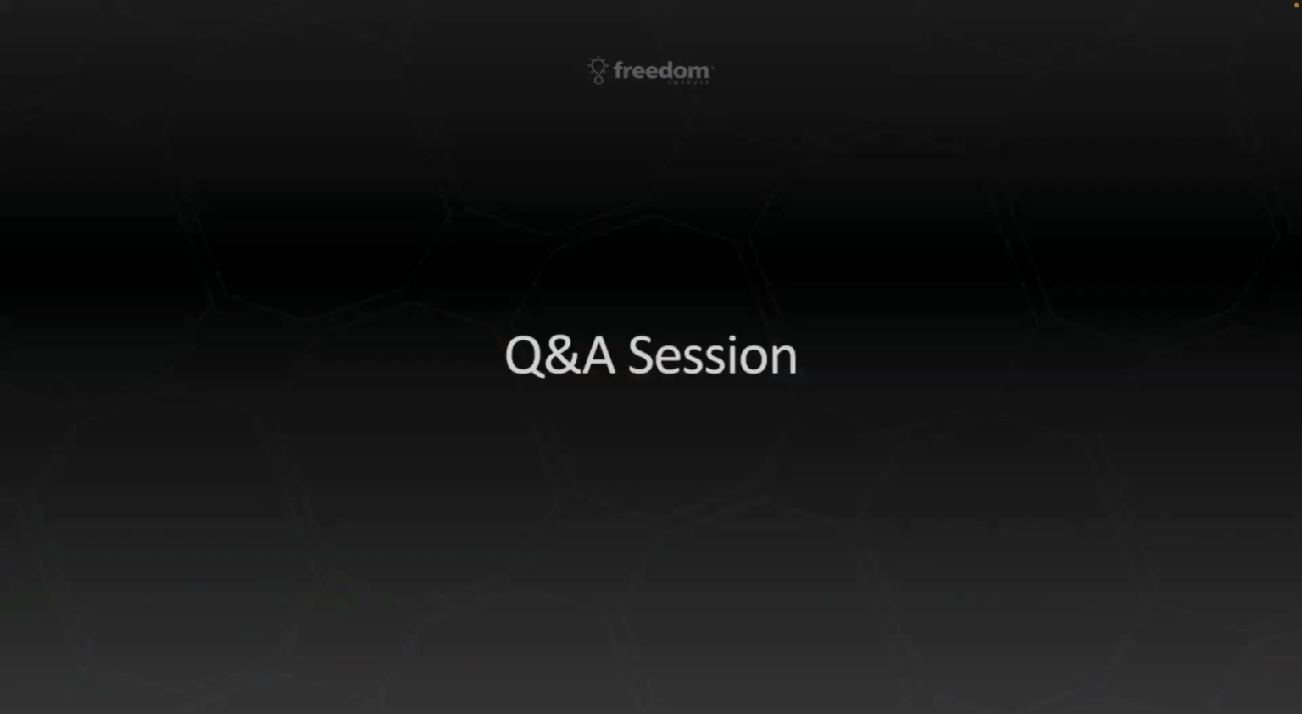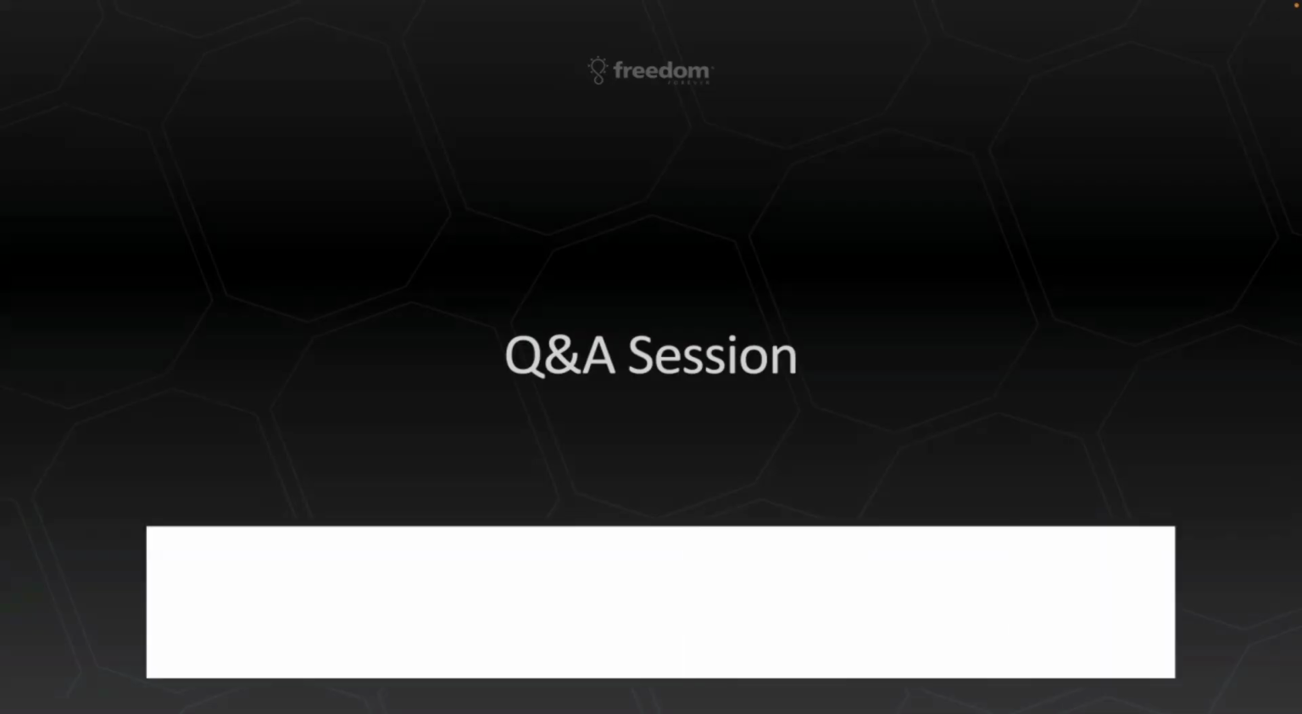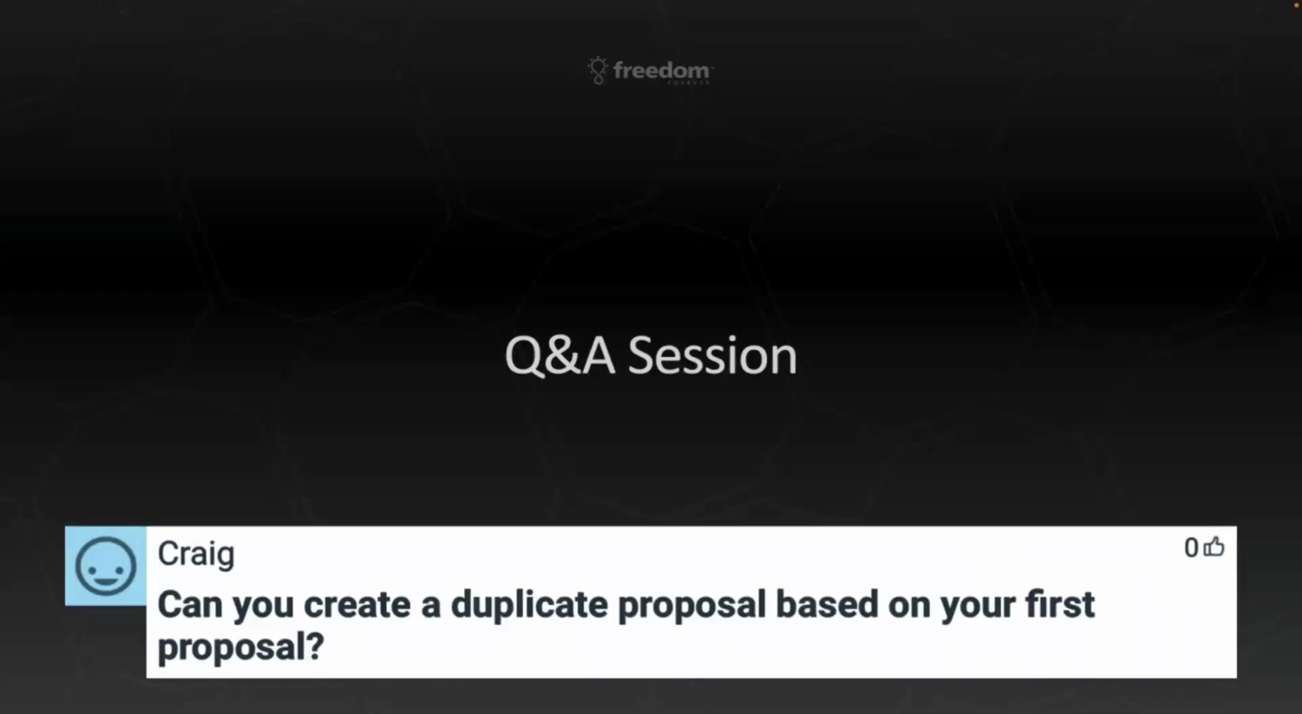All right, our Q&A is officially live. We haven't received any questions yet, so if you do have any questions specifically about the Sunrun One process, please submit those now. Our first question that we do have is from Craig, and it is, can you create a duplicate proposal based on your first proposal? Mike, you can do that right from the offer manager, right?